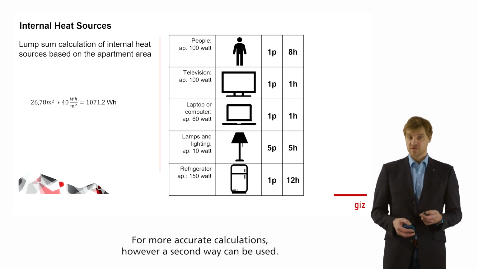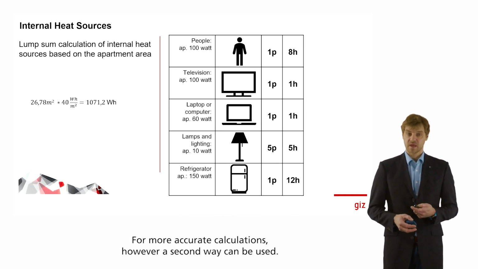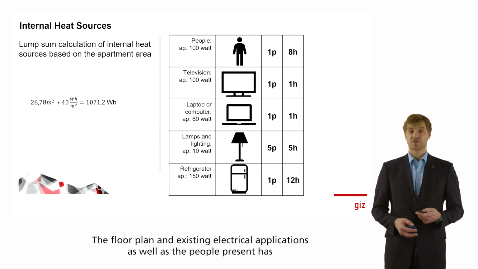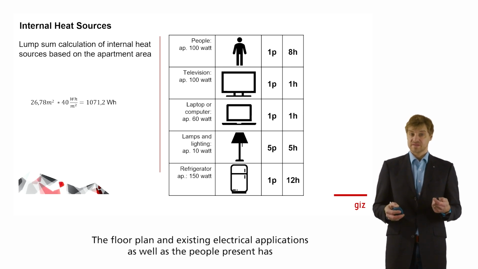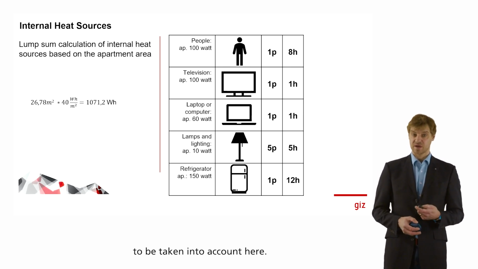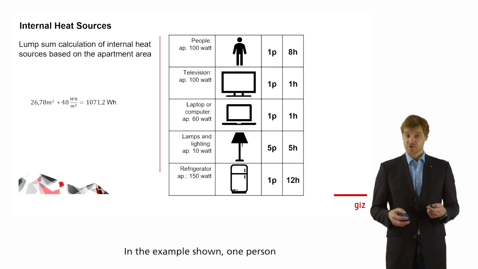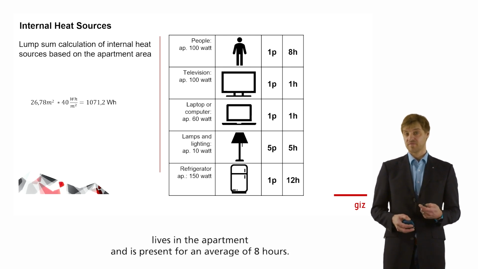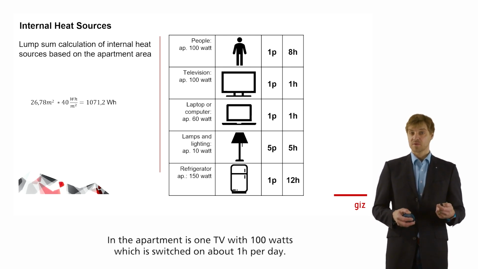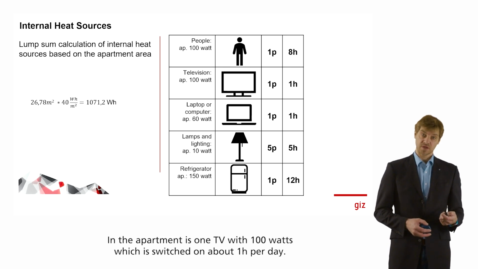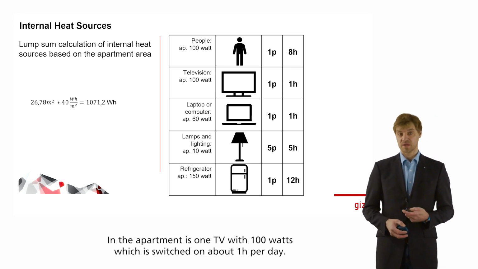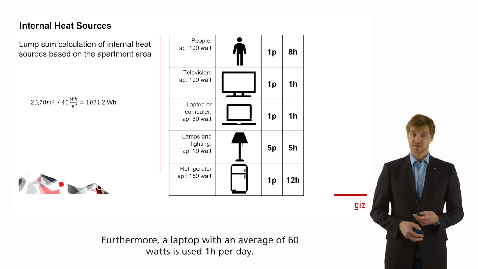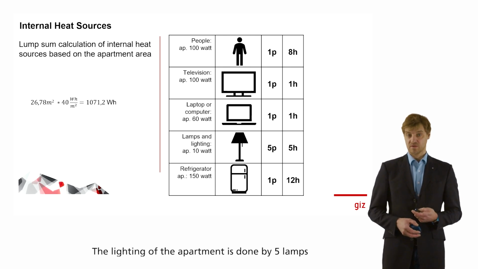For more accurate calculations, however, a second way can be used: the floor plan and existing electrical applications as well as the people present are taken into account here. In the example shown, one person lives in the apartment and is present for an average of 8 hours. In the apartment is one TV with 100 watt, which is switched on about 1 hour per day. Furthermore, a laptop with an average of 60 watts is used 1 hour per day also.